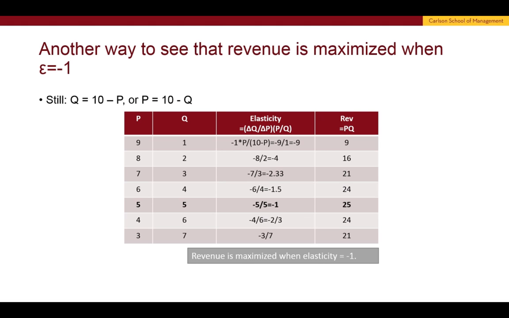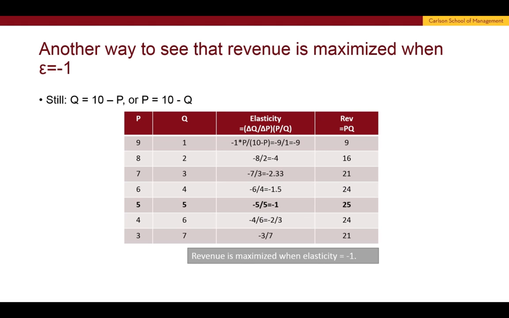Then the next to last column, which has a bunch of computation in it, is just a calculation of the elasticity of demand at each of these points along the demand curve. So at a price of 9 and a quantity of 1, the price elasticity of demand is -9, and the revenue is 9. Move to a price of 8, we get a quantity of 2 along the demand curve. Revenue has risen now to 16, and the elasticity at this point is -4.